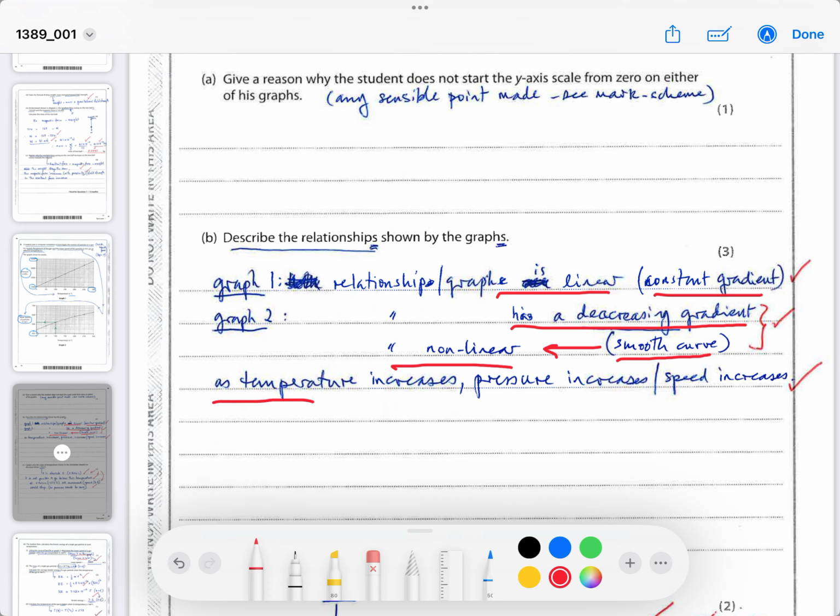And you could say as the temperature increases, the pressure increases. Or you could say as the temperature increases, the mean speed increases, or the average speed increases. So any of those 3 points will give you the 3 marks. Hope that makes sense.